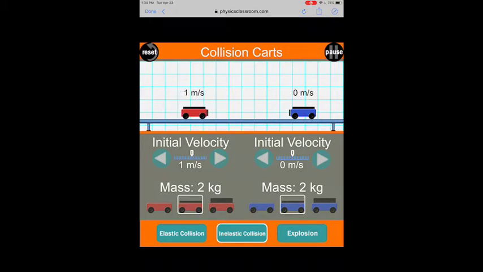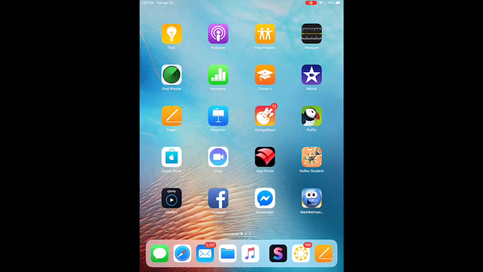So again, notice that before the collision, the total momentum of the system is all due to the red cart, because the blue cart is not moving. It's not contributing to the momentum. Now they're going to hit and they're going to stick and move off together. And there they go. And notice that they're moving off together at 0.5 meters per second. So that winds up going into our table.